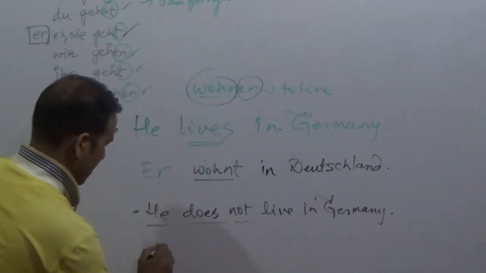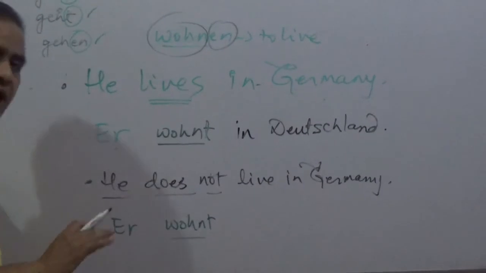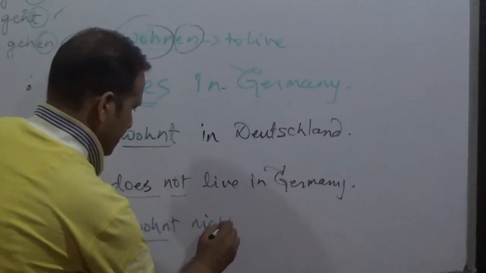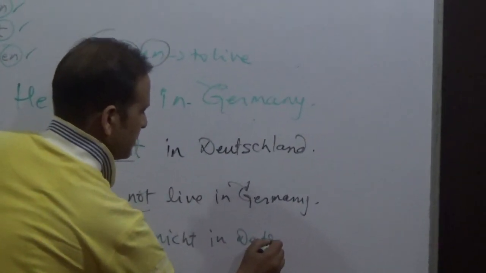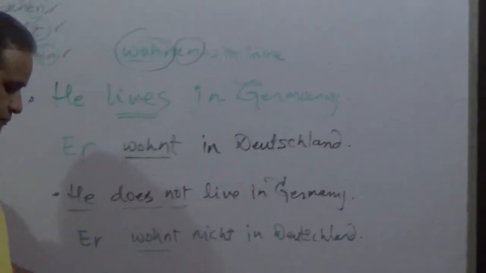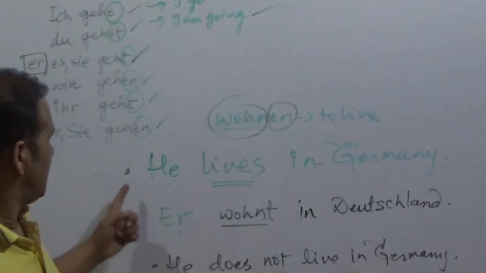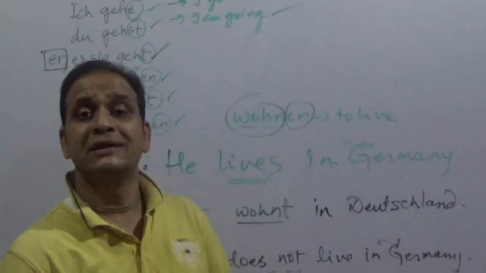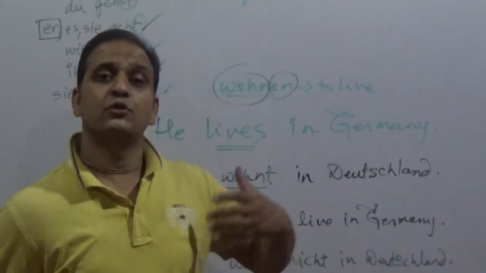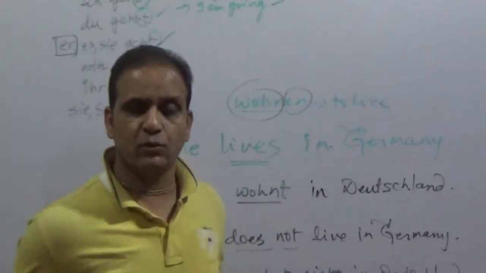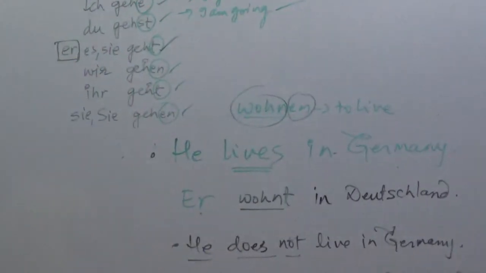And the German, how do you say? Second place is the place for verb, that is wohnt, and then you can add nicht after this. Nicht in Deutschland. Wohnt nicht in Deutschland. So I hope you got my point. Wohnt in Deutschland, wohnt nicht in Deutschland. Or you may also say it like this: wohnt in Deutschland nicht. You can place this nicht after the verb wherever you want to do that. Only verbs should be placed at the second position. This is a very, very important point.